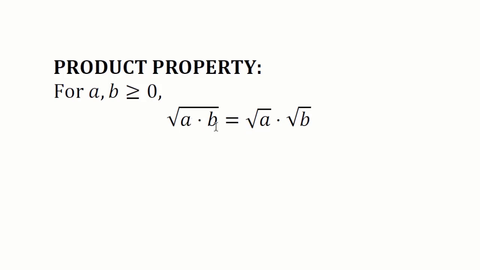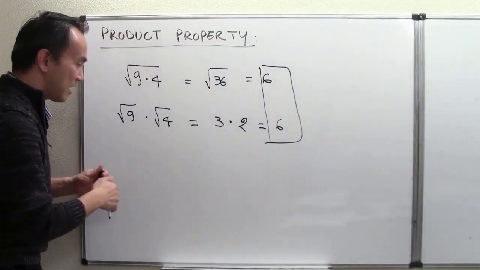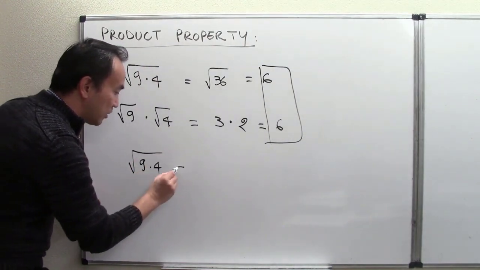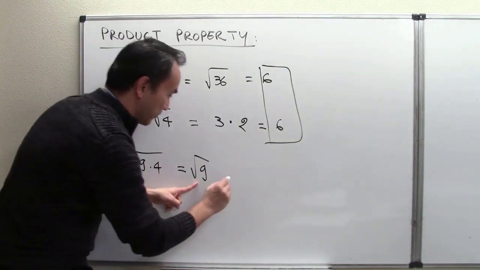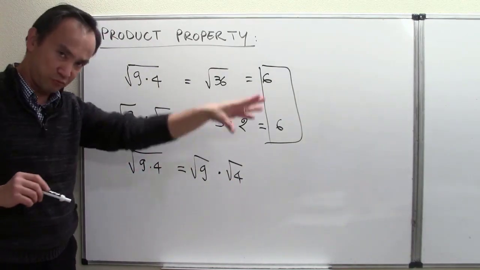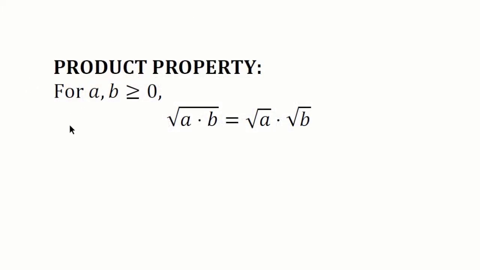According to the product property, the square root of a product A times B equals the 2 separate square roots multiplied together. Just like in this observation, the square root of 9 times 4 equals the 2 separate square roots, the square root of 9 and the square root of 4, multiplied together. We recognize that result, and then we realize that generality as the product property, and that is what is stated here.